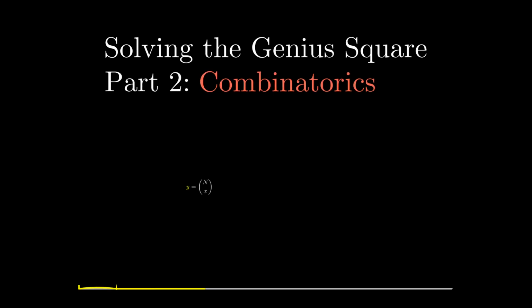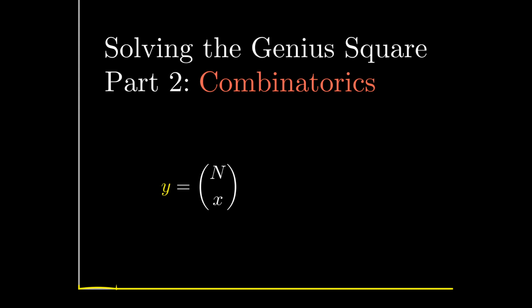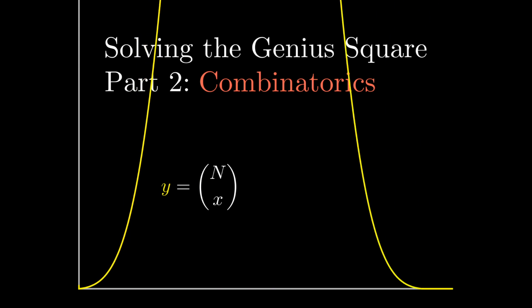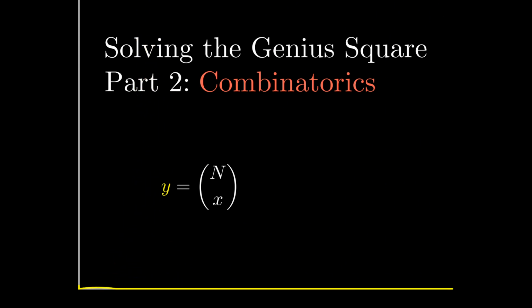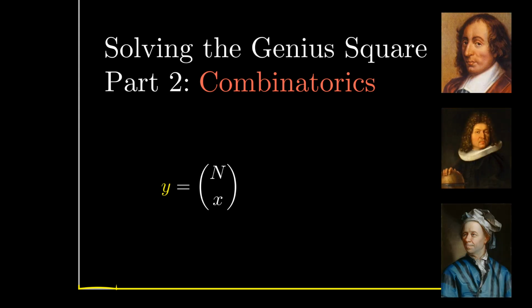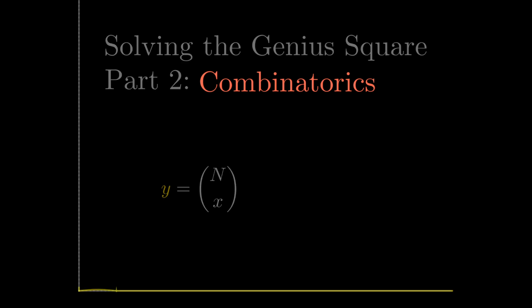Welcome back, Coding Wizards. Today we're digging into Solving the Genius Square, Part 2, Combinatorics. So what is combinatorics? Simply put, it is the branch of mathematics which formalizes methods of counting. The study really took off in the late 17th century from the work of great mathematicians like Pascal, Bernoulli, and Euler. But don't let the big names scare you. Combinatorics begins with arithmetic you're already familiar with.